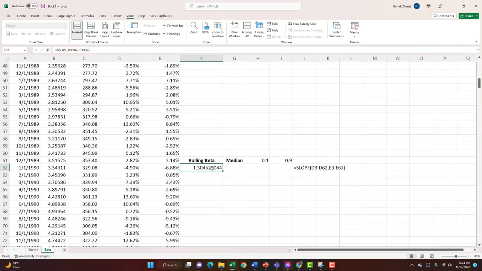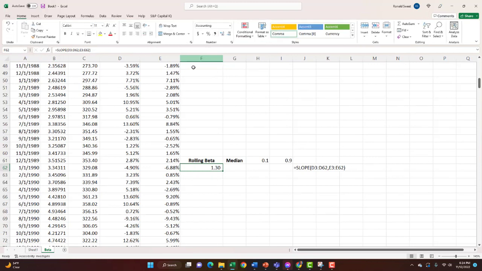So there's our beta, starting for beta. Now it's really high, but the reason it's really high is we're back in the late 80s, where definitely Walmart was a small company, not considered the large low beta company it is today.